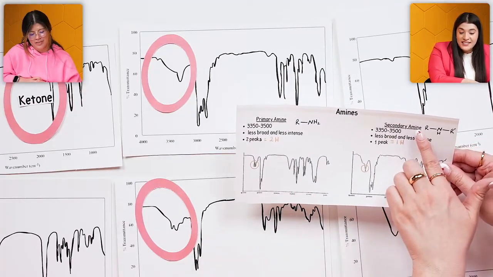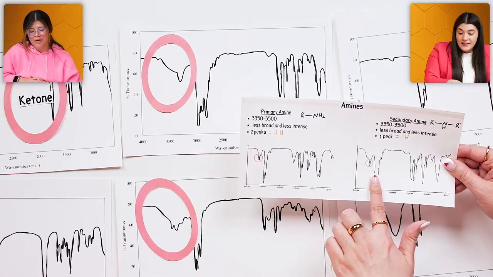If there's just one hydrogen, it's the secondary amine. Okay, that makes sense. There's just one peak. So let's label each.